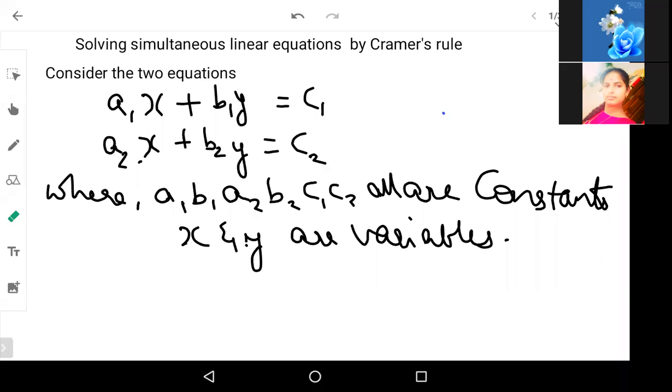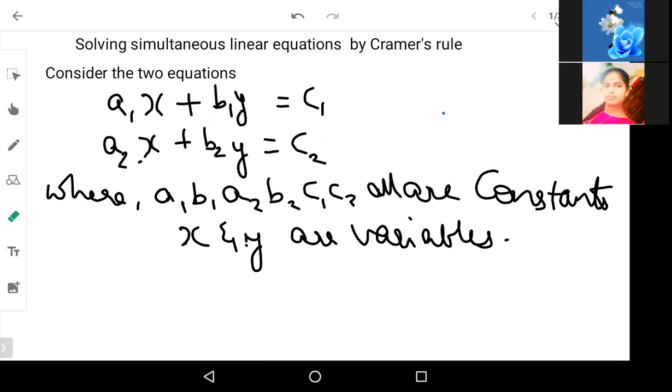Now, here you have solving simultaneous linear equations by Cramer's rule. Under matrices, at least one compulsory question will come from this Cramer's rule. So listen carefully. We will see how this is to be solved.